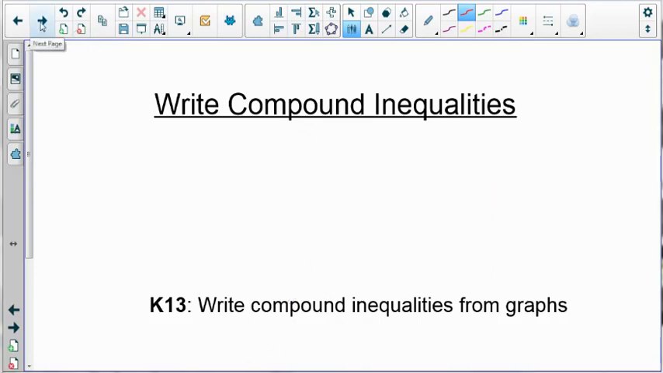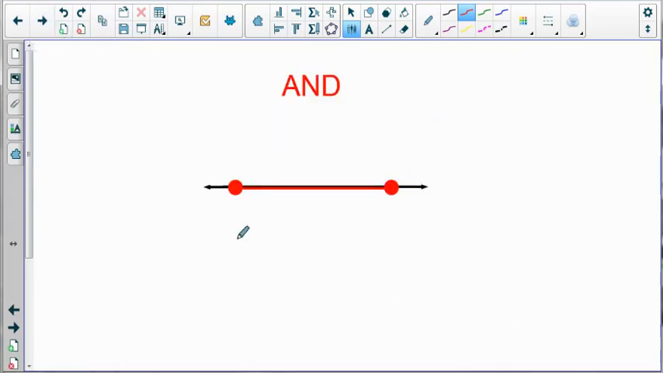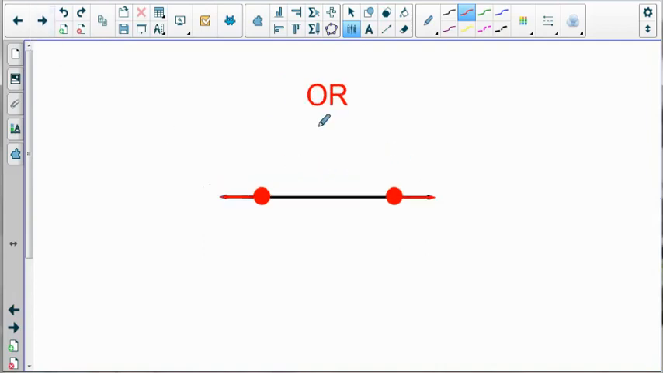Okay. So the first thing is I'll remind you that and looks like this. The 2 points and all the numbers in between them, like bigger than 5, smaller than 10. The other possibility is or. If or, they go away from each other. Smaller than 5 or bigger than 10. So that's what those look like.